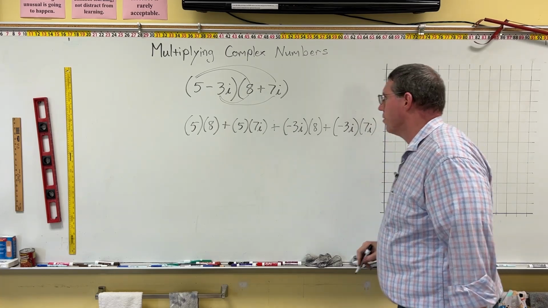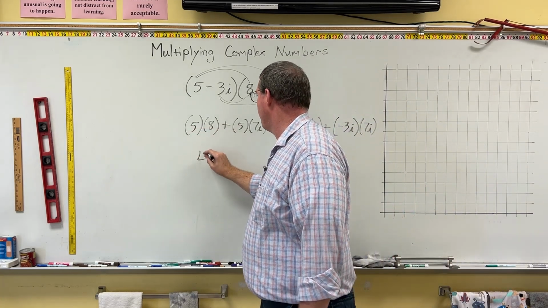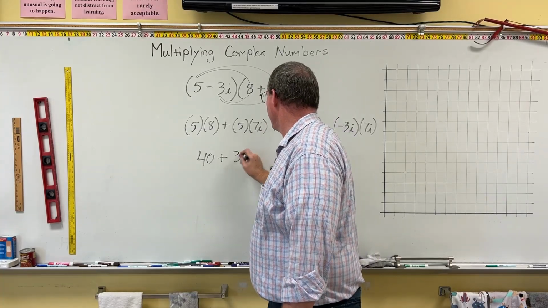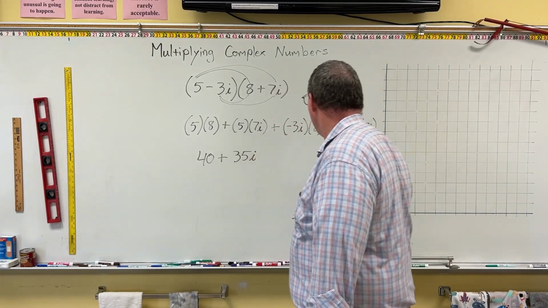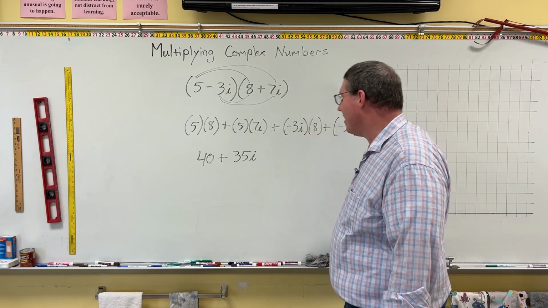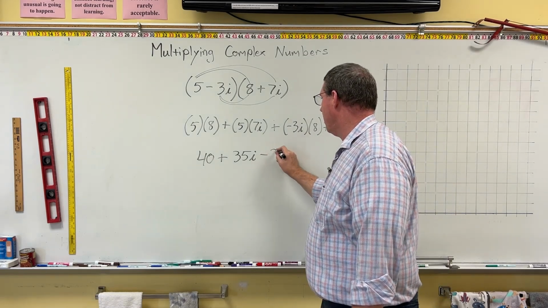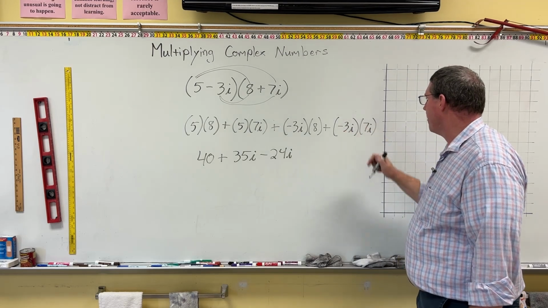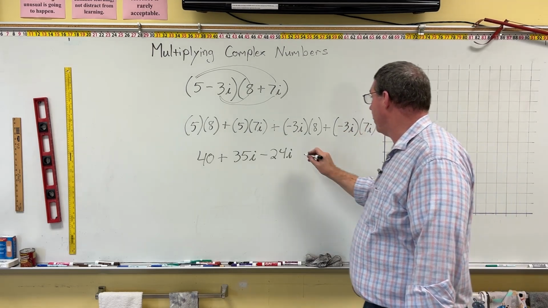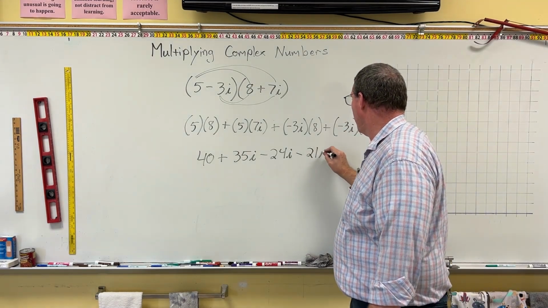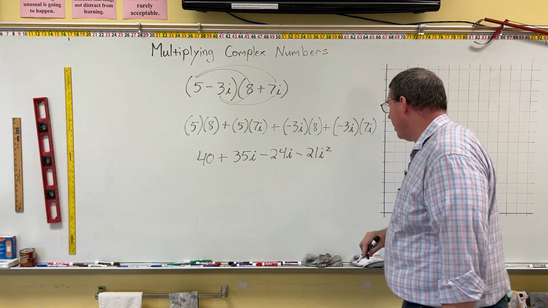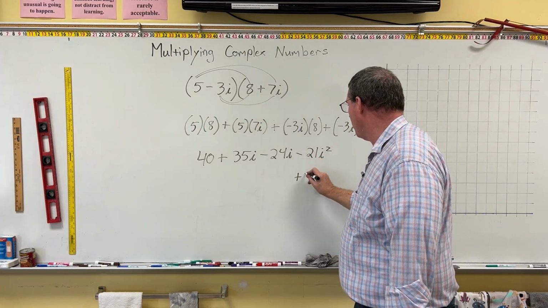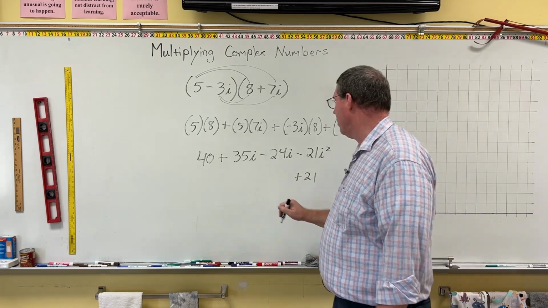Okay? So here, 5 times 8, that's 40. Plus 5 times 7, that's 35i. Then negative 3 times 8 is negative 24i, minus 24i. And then negative 3 times 7 is negative 21i squared. Now watch this. This i squared is negative 1, so it's going to change this to a plus 21, no more i squared.